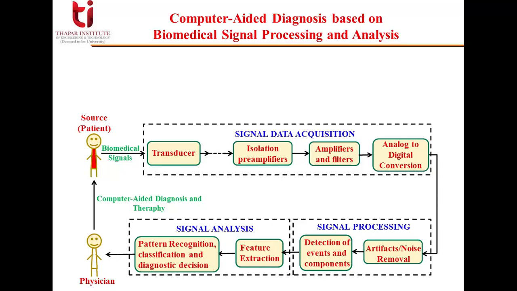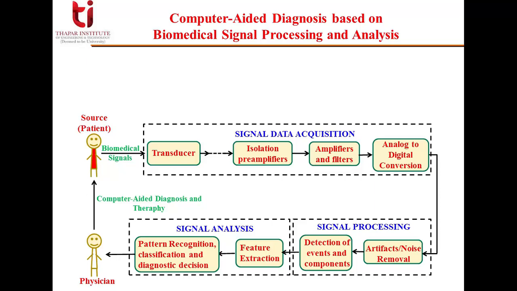The signal here can be any signal. For example, it can be an EEG signal, an ECG signal, or an EMG signal, etc. The figure shows typical steps involved in computer-aided diagnosis and therapy based on these biomedical signals.